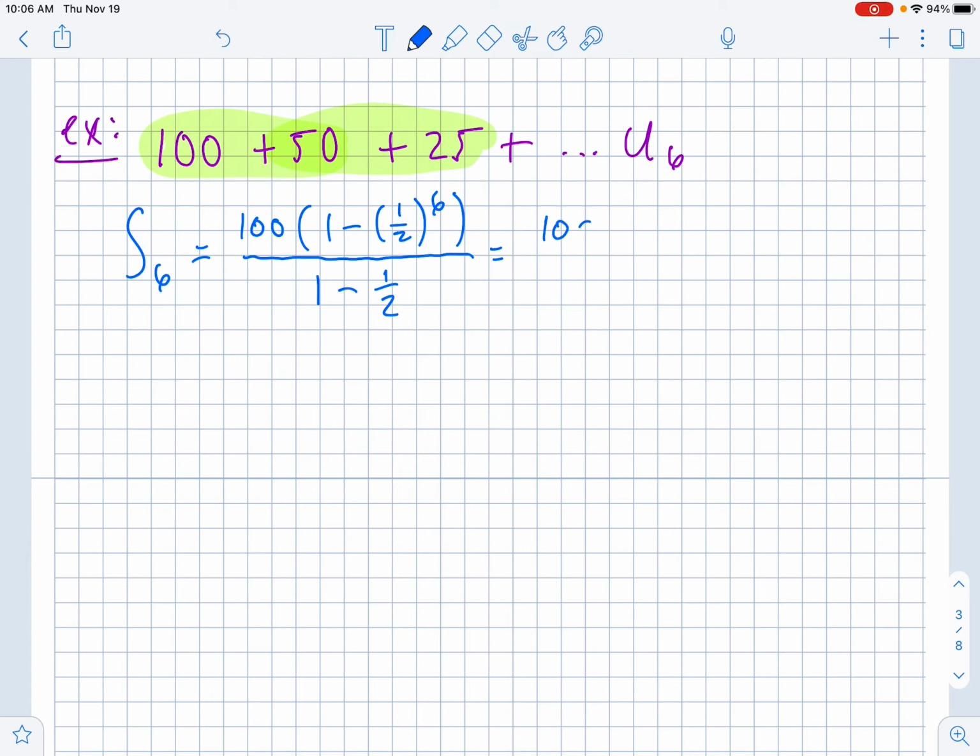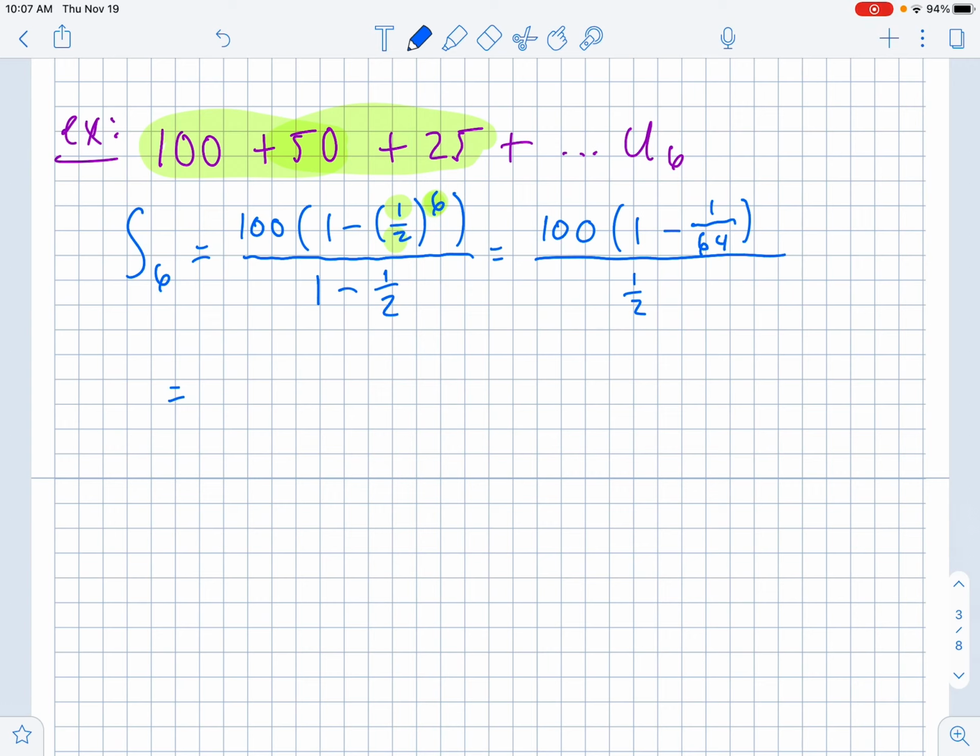Let's see. I'm going to let that 100 hang out. On the bottom, 1 minus 1/2 is 1/2. Inside the parentheses here, this is going to be 1 minus 1/2 to the power of 6, which is 1 to the 6th over 2 to the 6th. So the top, 1 to the 6th is just 1, but then 2 to the 6th, I do not know offhand, but my calculator tells me is 64. I guess I should know that one. So far, so good.